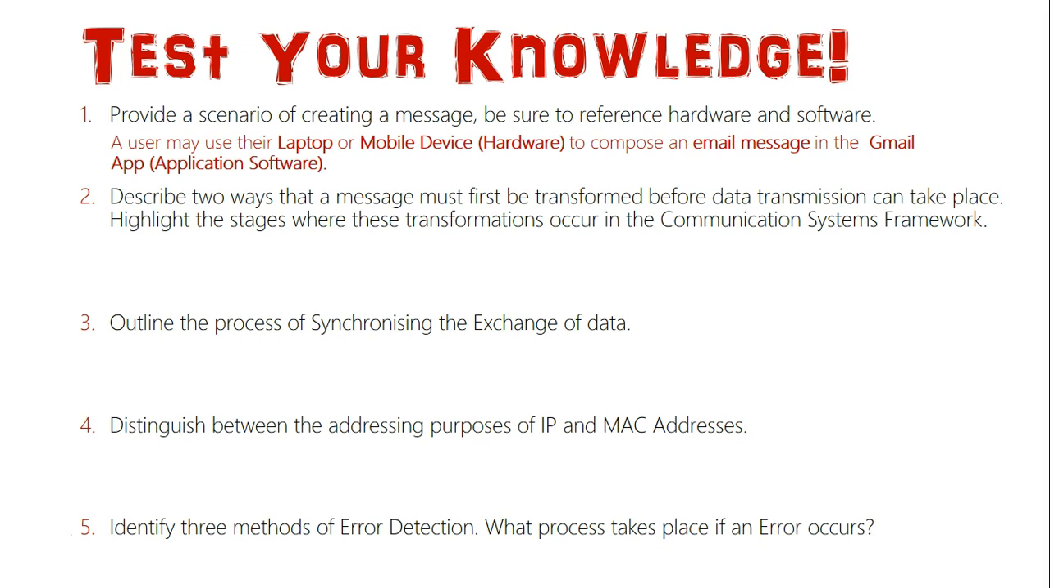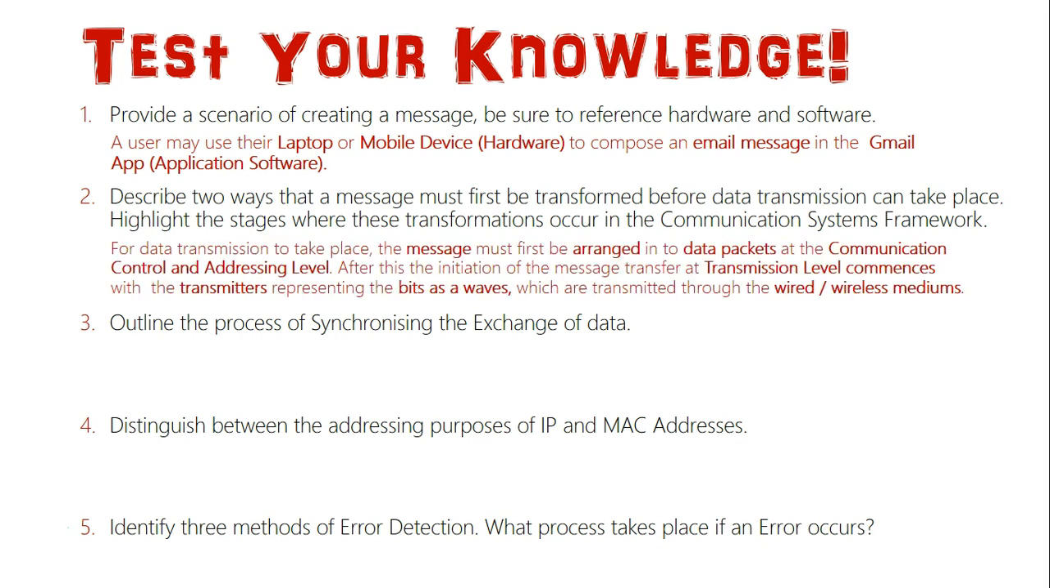Question 2. Describe 2 ways that the message must first be transformed before data transmission can take place. Highlight the stages where these transformations occur in the communication systems framework. Now, we need to understand that, yes, there are 2 transformations taking place. So, for data transmission to take place, the message must first be arranged into data packets. Okay, so we've got to set it out in data packets specified by the type of protocol being used, and usually arranged during the handshaking process.